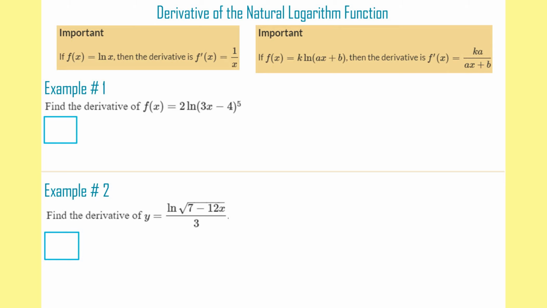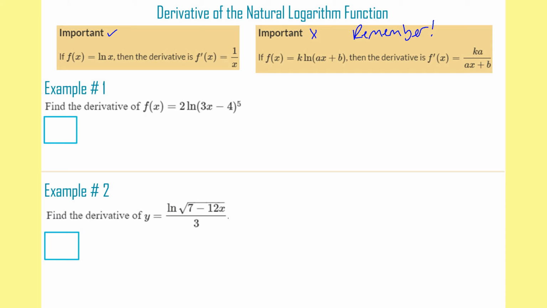Alright, now the natural log function. This one is in your formula booklet. This is not. So you have to remember this. It's whatever's in the argument, so natural log of whatever, that goes in the denominator, but you also take whatever you're multiplying by x and multiply it by the whole thing.